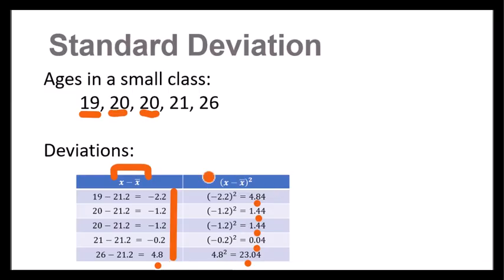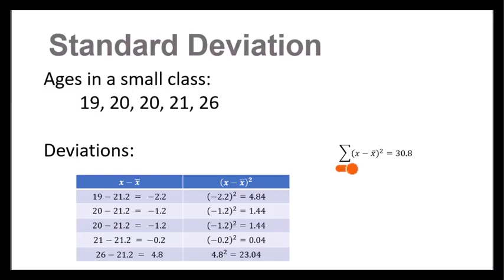Once I have each of those deviations squared, we are going to add them all up. The notation for this is using the Greek letter capital sigma, which represents a sum. So we're taking the sum of all the deviations squared. I took each number from that deviation squared column and added them all up. In this case, that total is 30.8. So that's the sum of the deviations squared. Now we're going to average this.